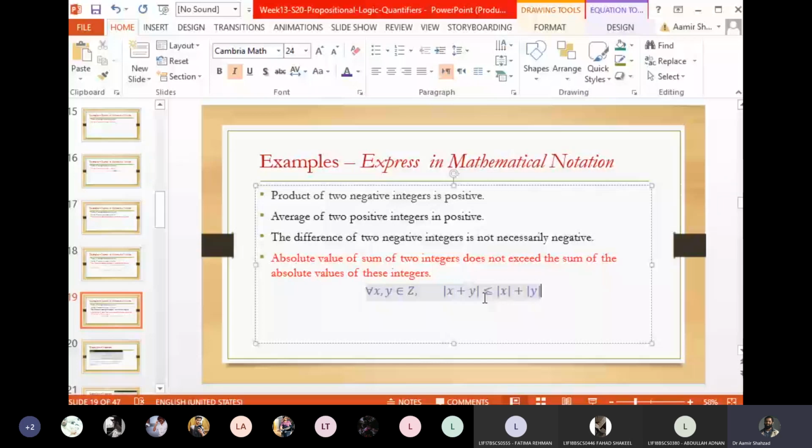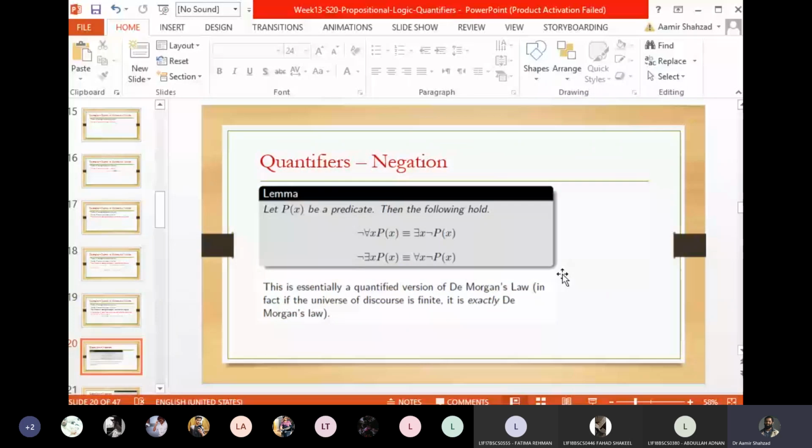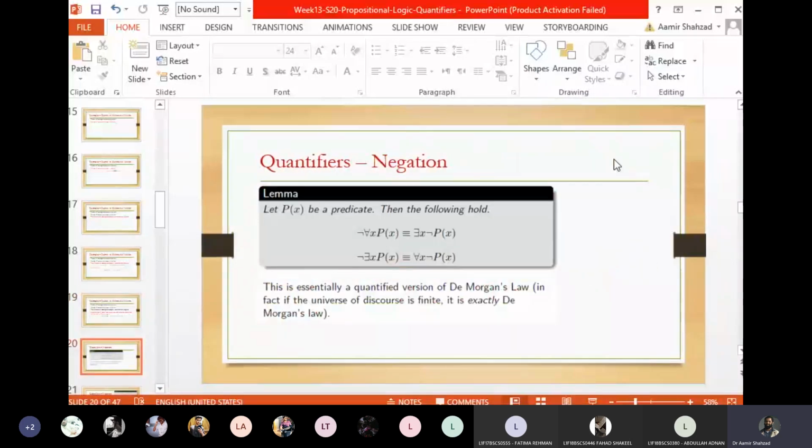So whenever we have a positive number and negative number, the absolute value of the sum of those two numbers is always going to be less than the sum of their absolute values. अगर दोनों के sign एक से हैं, then it will be equality. So I mean, this is a mathematical fact. We have expressed it in mathematical notation. Okay, we are done with this thing.